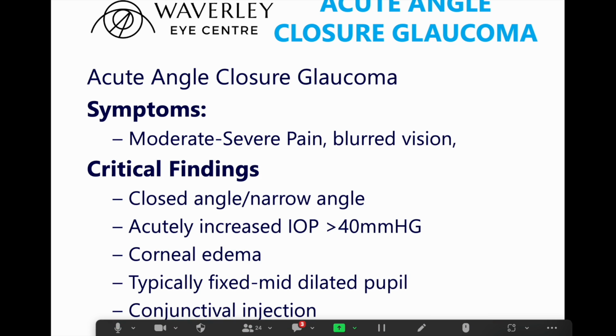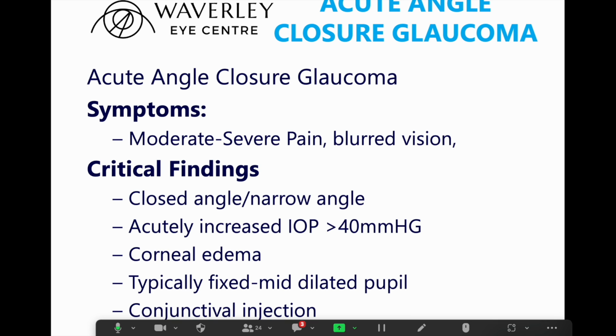The symptoms they're coming in with are moderate to severe pain and definitely blurred vision. The blurred vision is because the pressure is so high, it's causing swelling in the cornea. It's pushing fluid into that cornea because it's trying to go somewhere, and that will induce the blurred vision and discomfort.